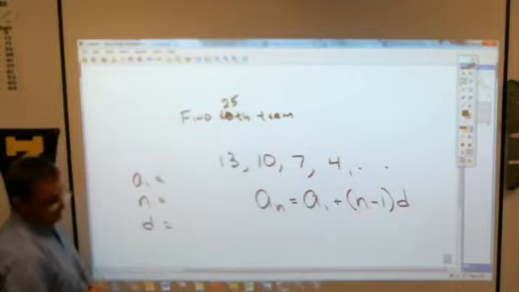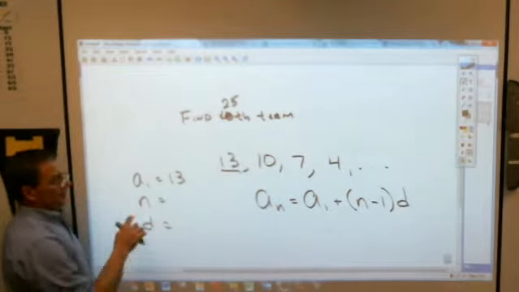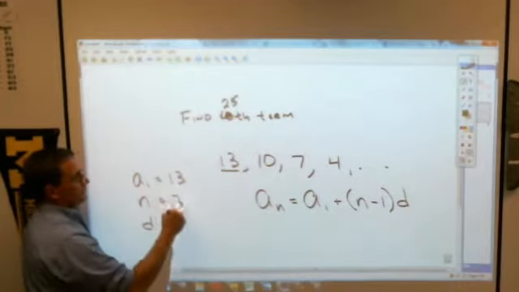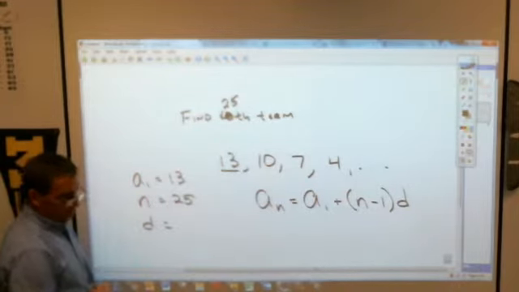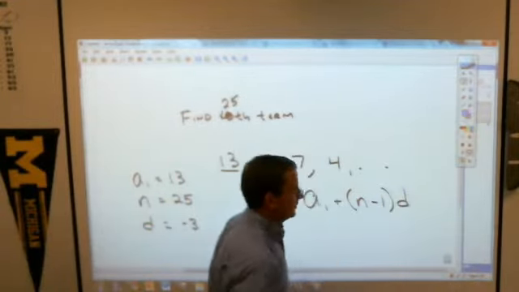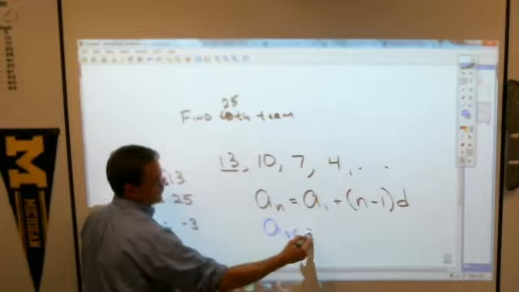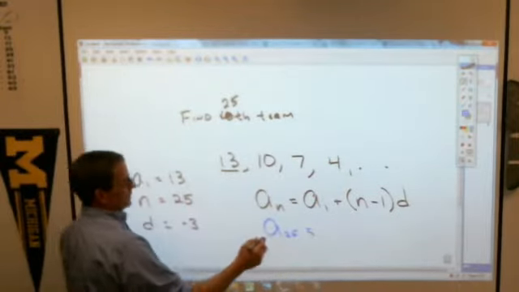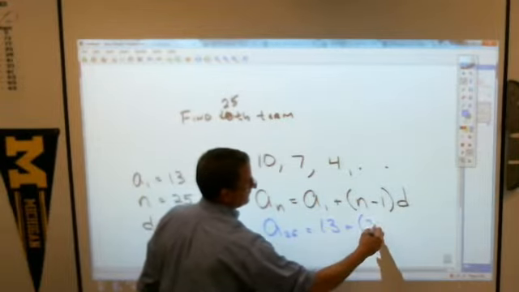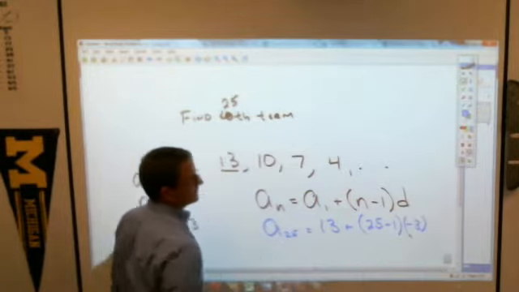What is the first term? 13. Anybody confused on that? First term is 13. Letter N, what number term are you looking for? 25th. Number 25. Letter D, what's the common difference? Negative 3. Subtracting 3. Once you have all that, you should easily be able to fill in the numbers and do the math. A sub n, which means the value of the 25th term, is going to be 13 plus, what do we got, 25 minus 1 times negative 3, and I would put that in parentheses.